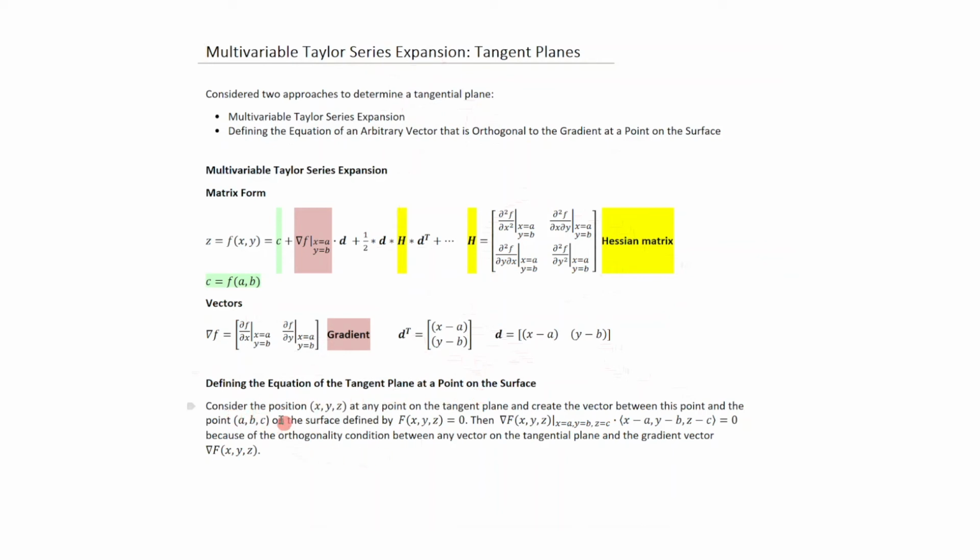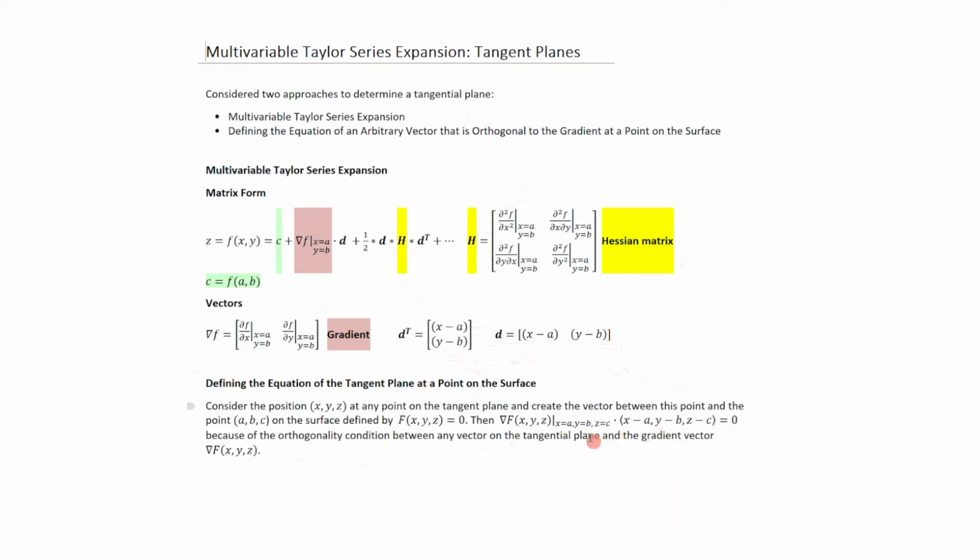and so this basically would be a matter of just considering position x, y, z at any point on the tangent plane and creating the vector between this point and the point a, b, c on the surface defined by f(x, y, z) equals 0. This is basically just written here in implicit form. Then the gradient vector dot x minus a, y minus b, z minus c. So this is an arbitrary vector, which has its tail positioned at the point of interest on the surface. This is perpendicular to the surface at the given point, x equals a, y equals b, and z equals c.